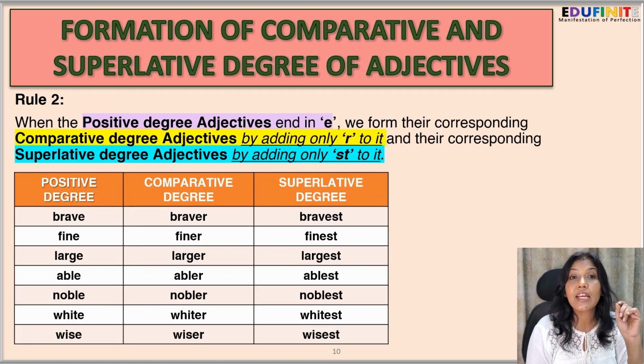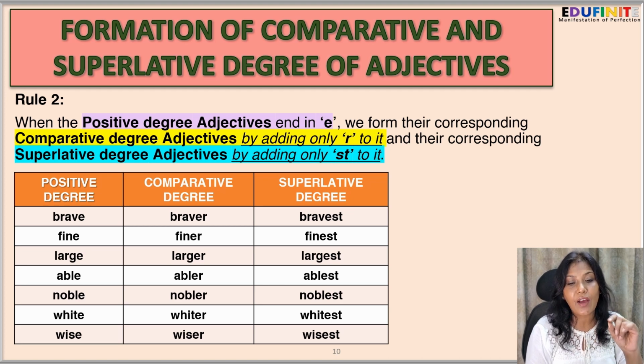So positive degree is brave. Just as we see, brave ends with E, B-R-A-V-E. So the ending is with E. So we have to just add R to it to make it comparative. We don't add ER, we just add R to it to make it comparative degree. So it becomes braver. And to make it superlative degree, already E is there at its end. So we just add ST to it and make it bravest. So brave, braver, bravest. Similarly, all of them follow the same rule. Just add R for their comparative degrees and ST for their superlative degrees.